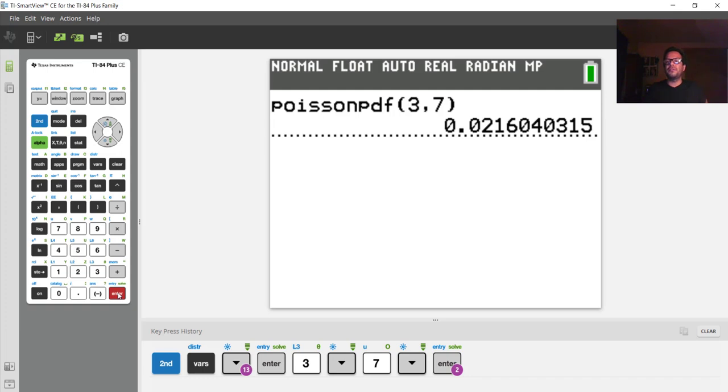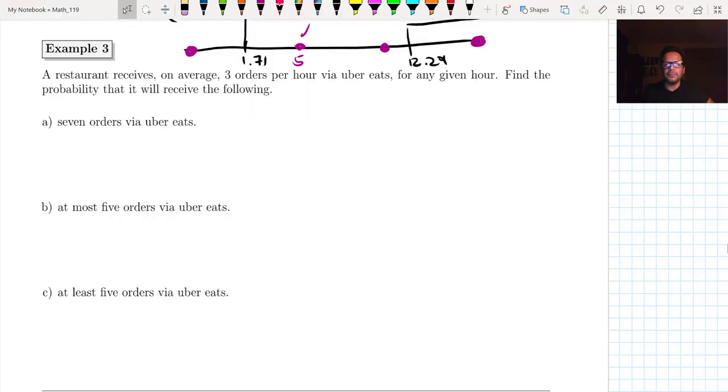Boom, 0.0216, so 0.022. What are we going to write? Poisson PDF of 3, 7.